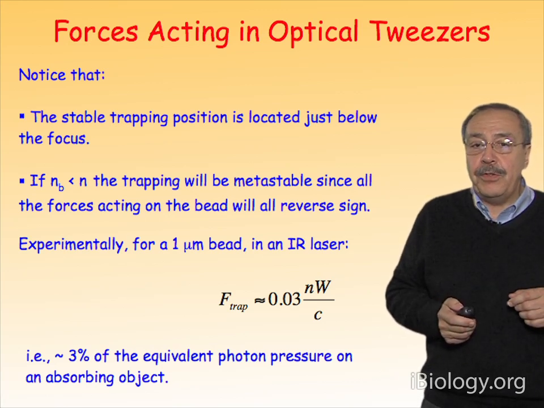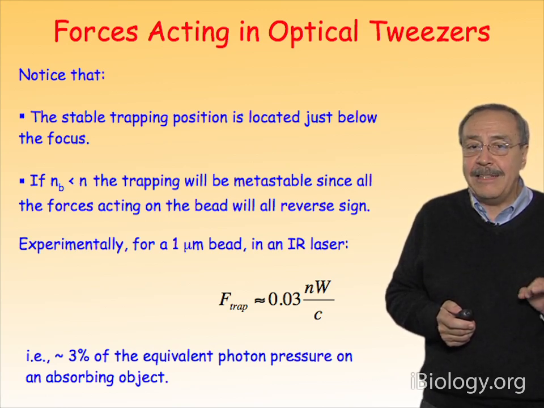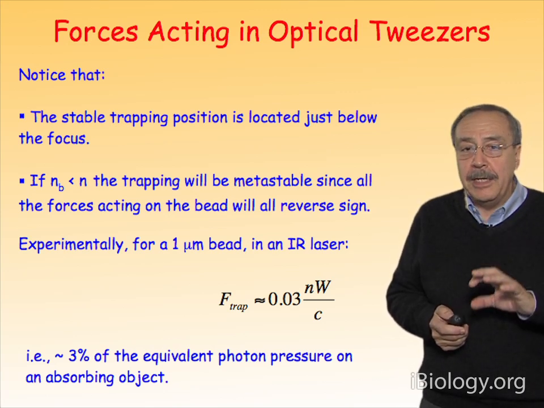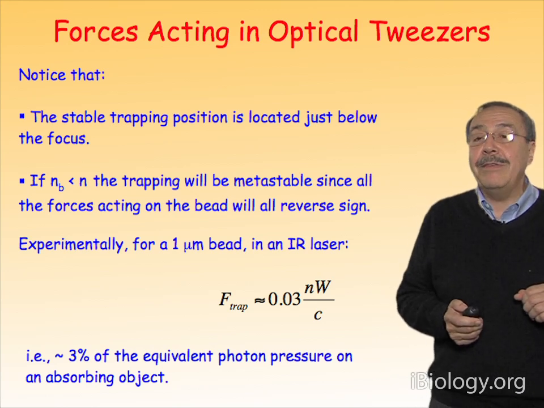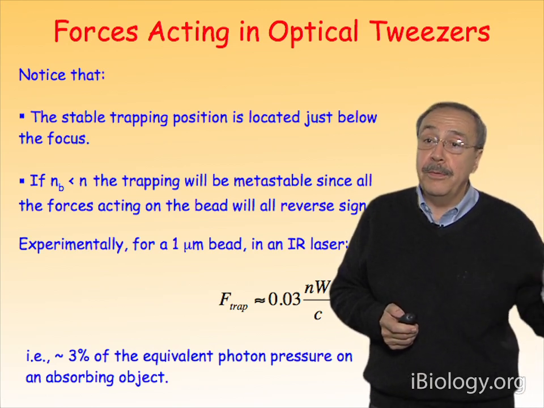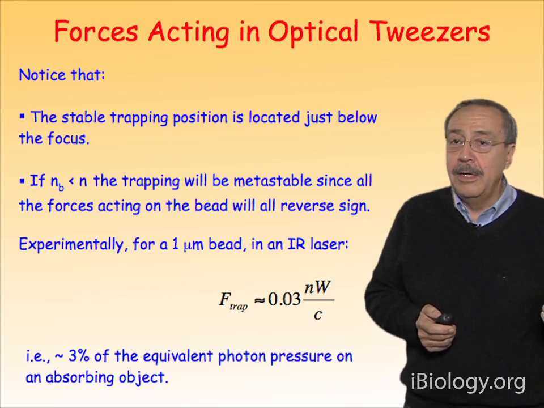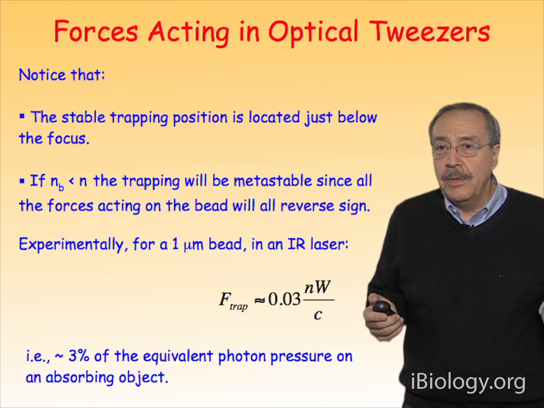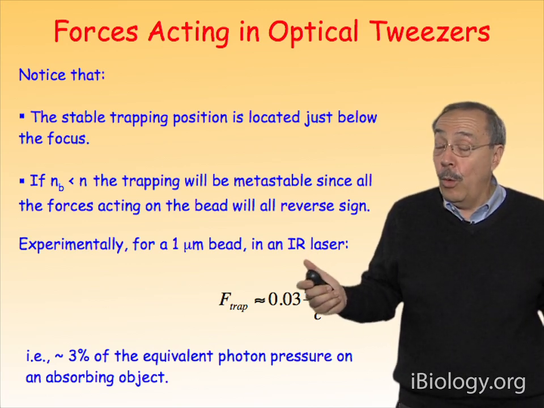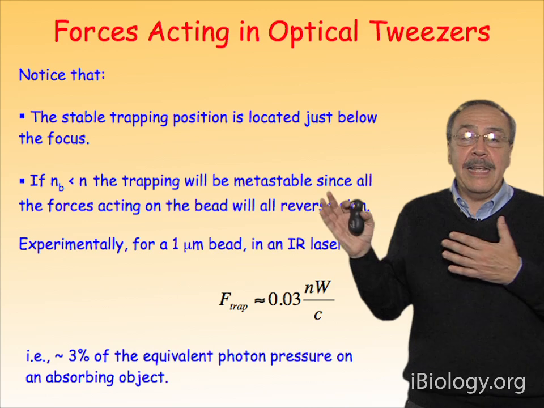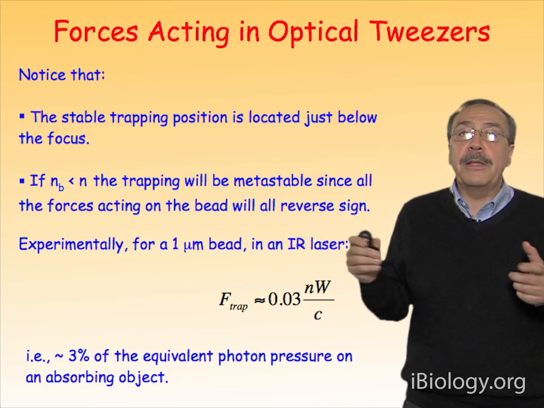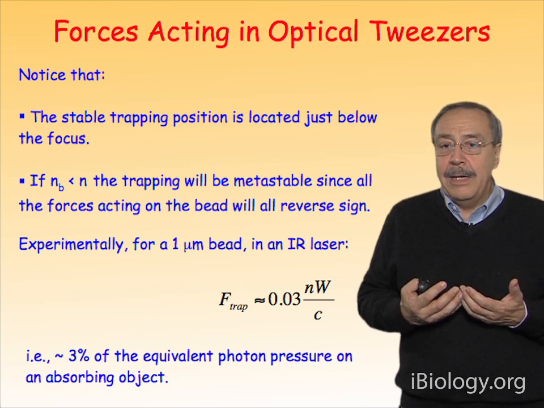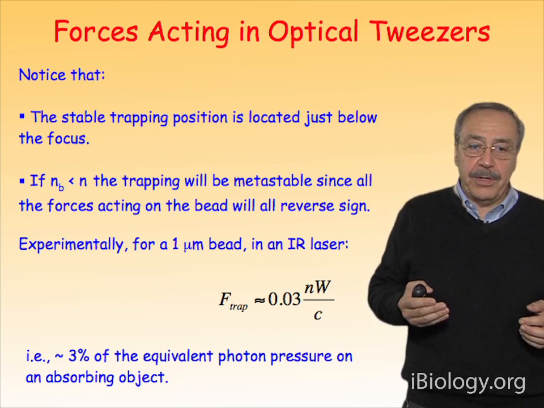Notice that the stable trapping position that I showed you in that diagram is located just below the focus because, of course, of the scattering force, which is actually pushing the bead a little bit downward, right? Now, if instead of having a plastic bead or a glass bead, you use, say, a bubble, now it turns out that the index of refraction of the particle is smaller than the index of refraction of the medium, because air has an index of refraction smaller than water, and then everything I told you is still true, except that all the directions of the forces invert, and so you have what is called a metastable system, and it's not very good for actually trapping objects.